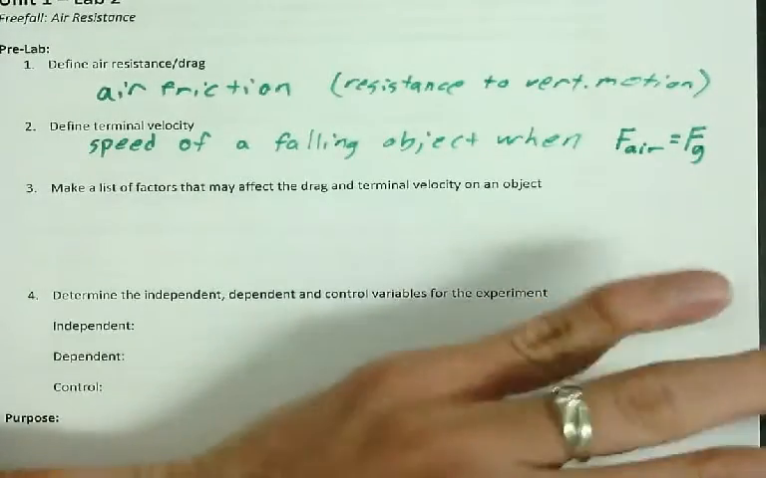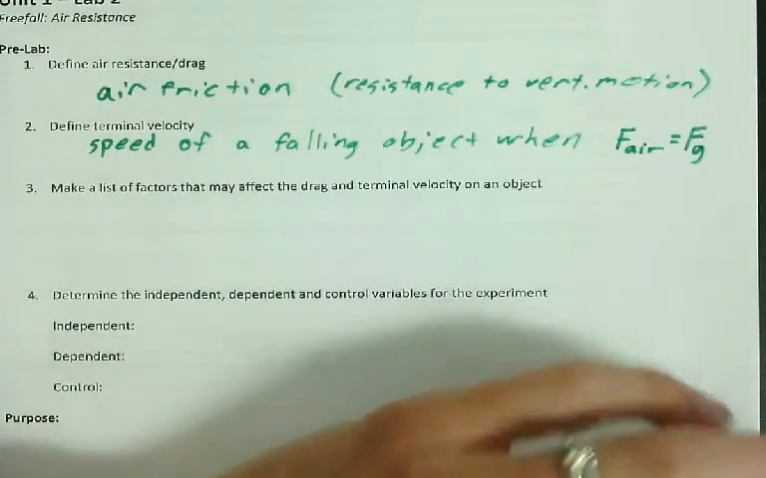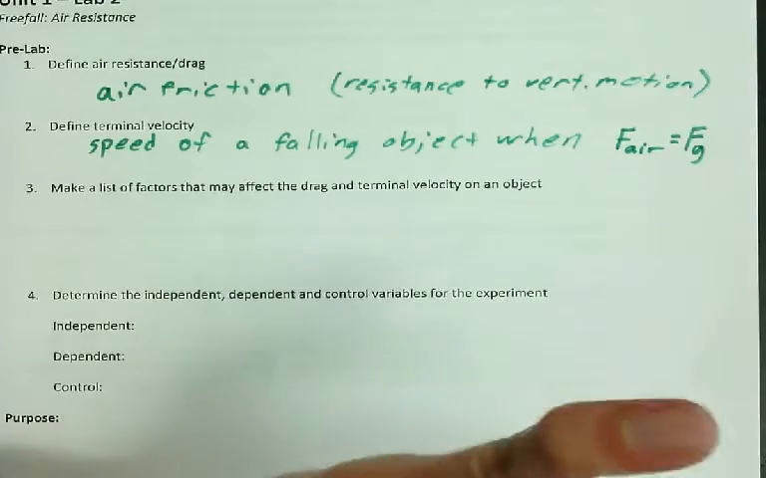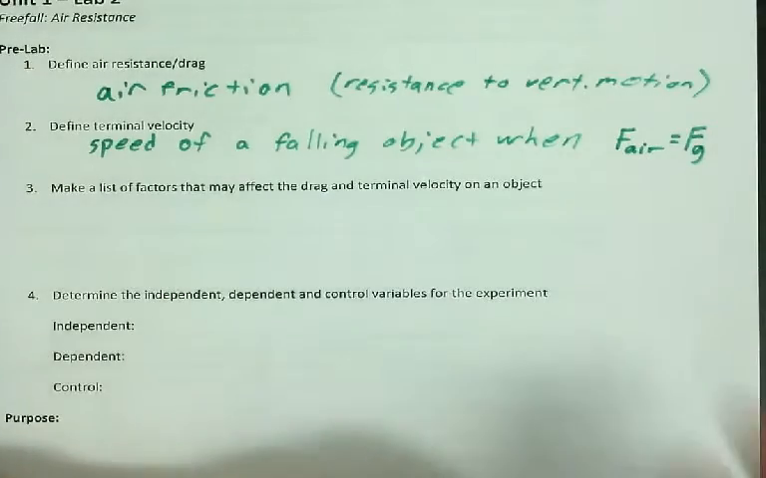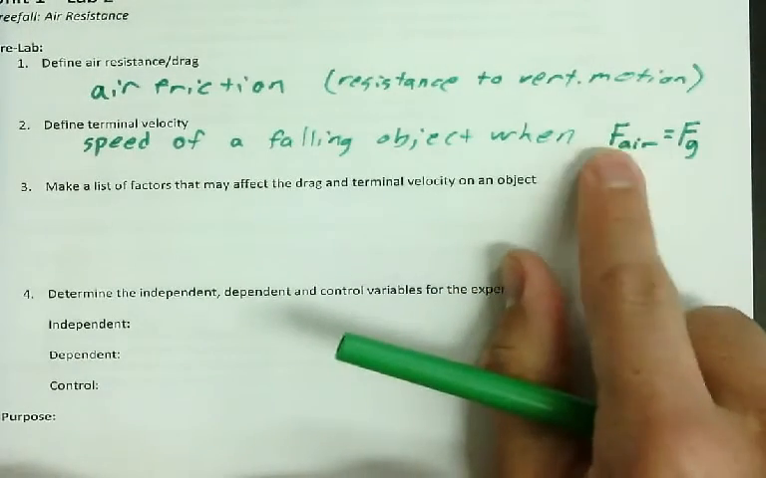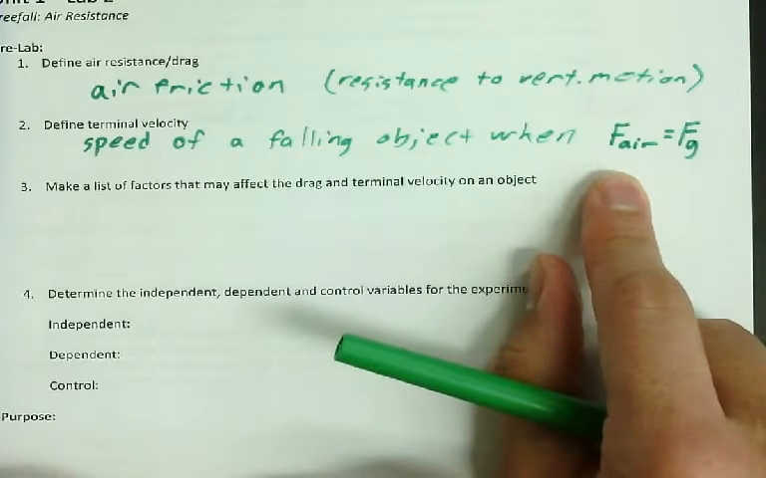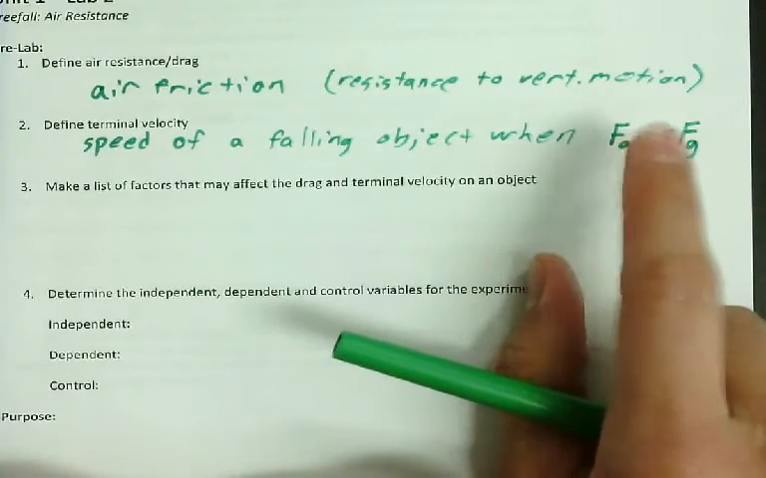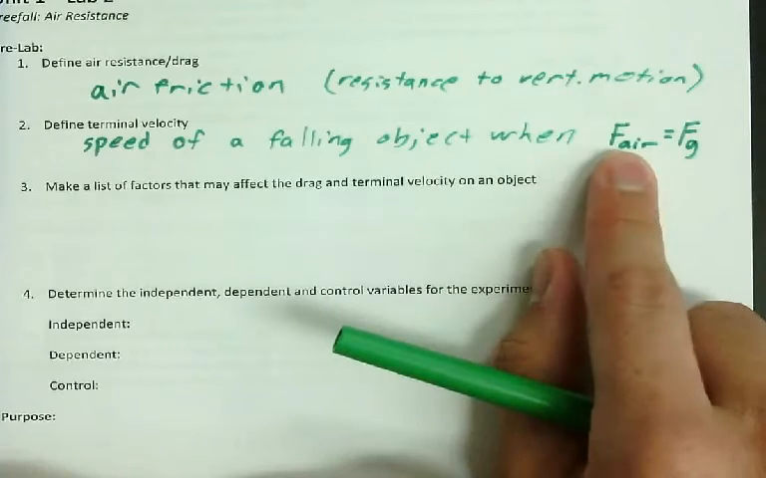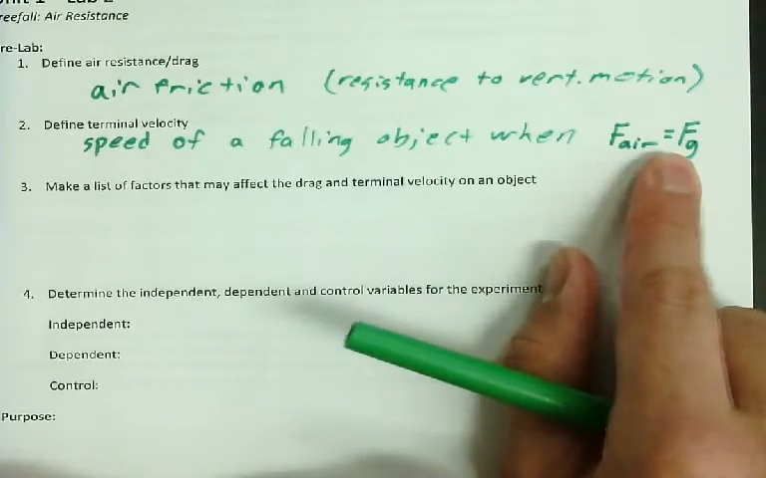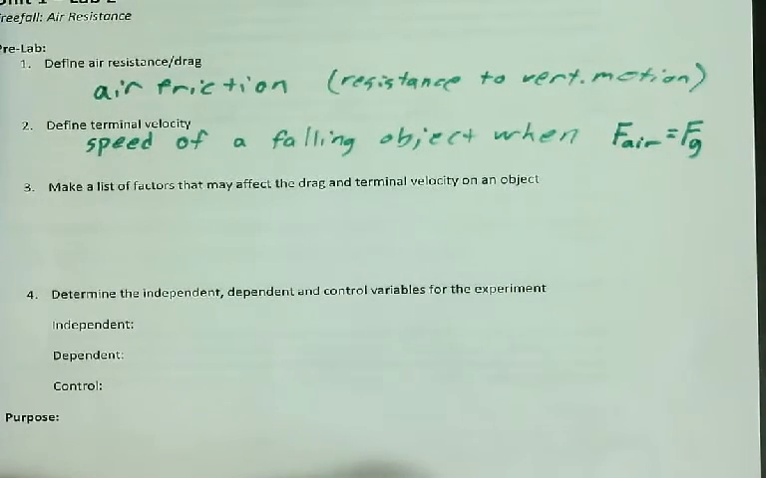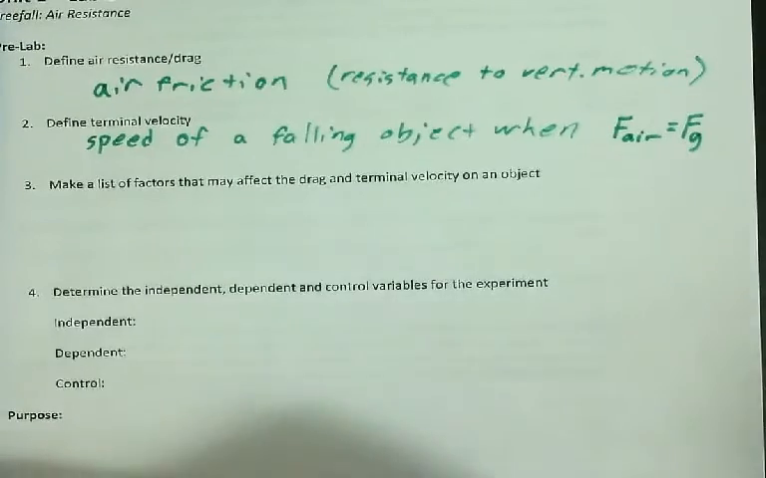Now, we need to talk a little bit more about what actually causes air resistance and how it works. We're not going to do that right here with the lab, but we'll get to that in a little bit. But here's what you need to know. Air resistance is not constant. And so as this value increases, at some point it equals gravity. And when they equal, we reach something called terminal velocity.